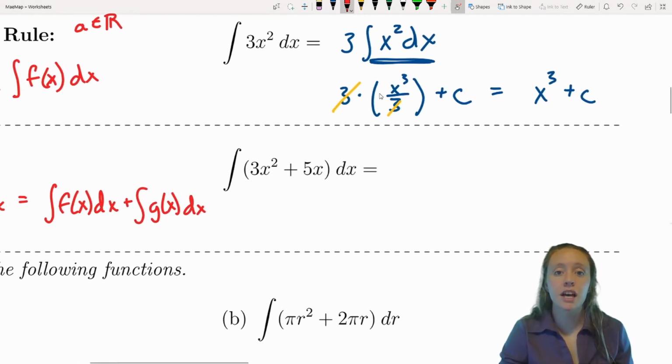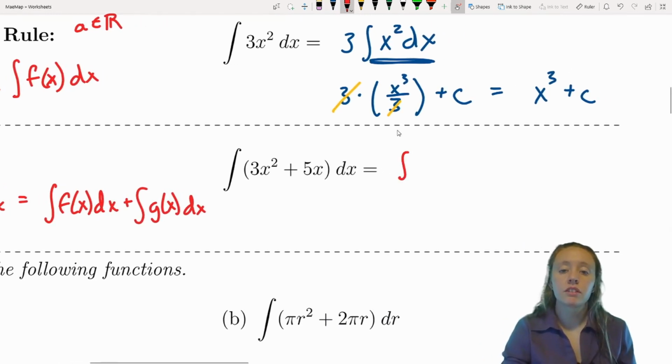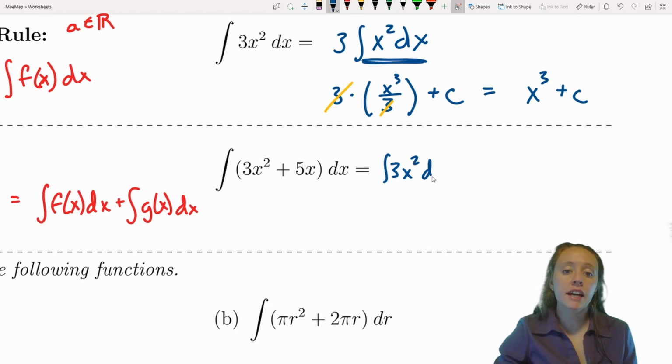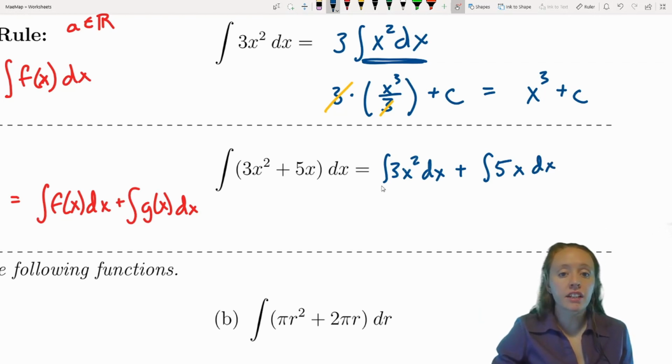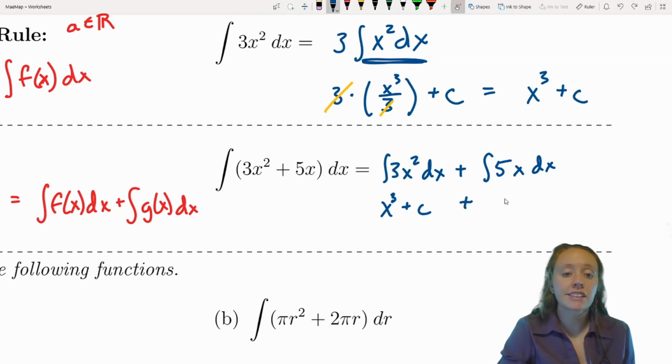Again, I can split this up. So I'm going to have the integral of 3x squared dx, and I'm going to add that to the integral of 5x dx. Lucky enough for us, we've already evaluated 3x squared with respect to x. That was right up above. That was x cubed plus some constant c, and then integrating 5x.